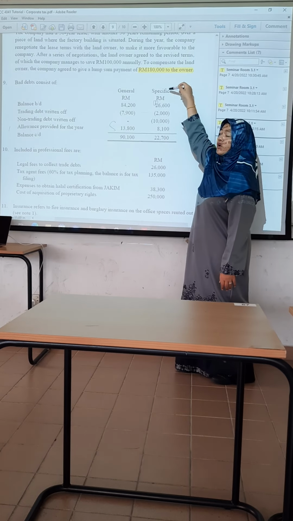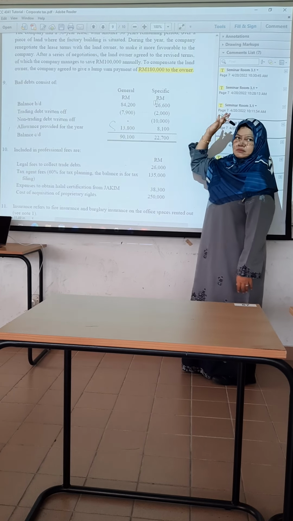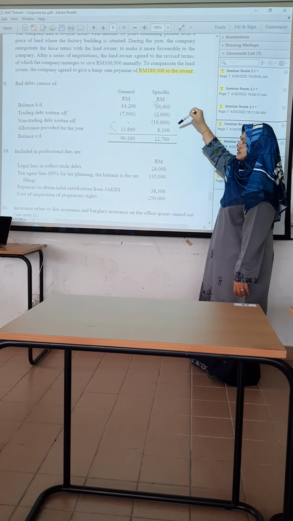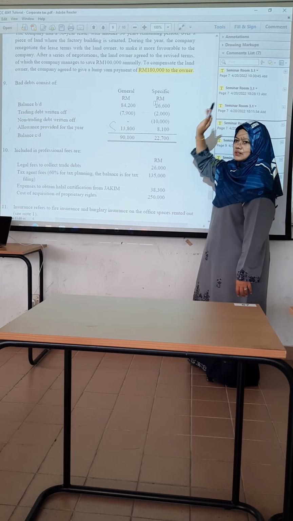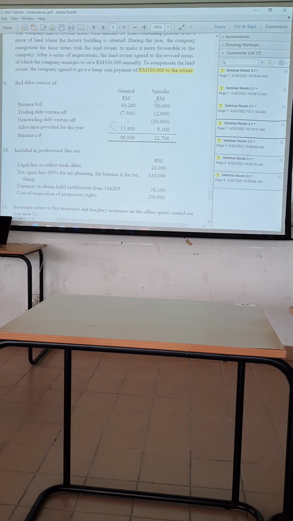Why is specific allowable under section 34? If it's allowable, you don't have to do anything, just take note. Whether it's a specific provision made during the year or whatever, no need. Because it's allowable, no adjustment. With all that information, just two ticks.